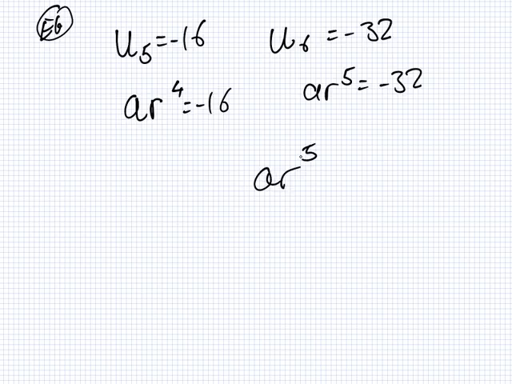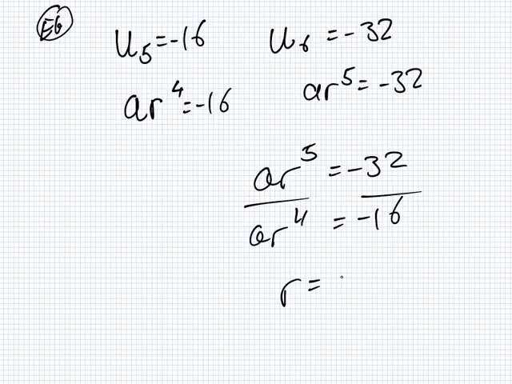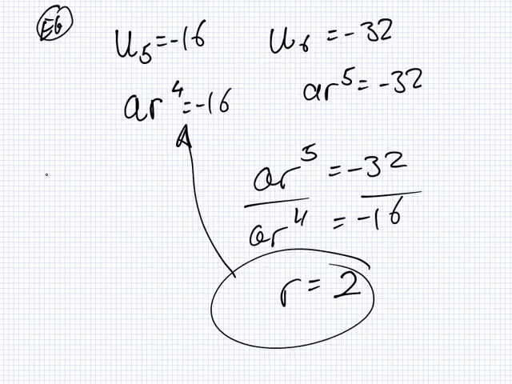A R power 5 equals minus 32. A R power 4 equals minus 16. And you are allowed to divide these equations. You're allowed to do this, which is very, very useful, because what happens to the A's? Cancel. And what am I left with here? R equals 2. I can take this and put it in here and get A.